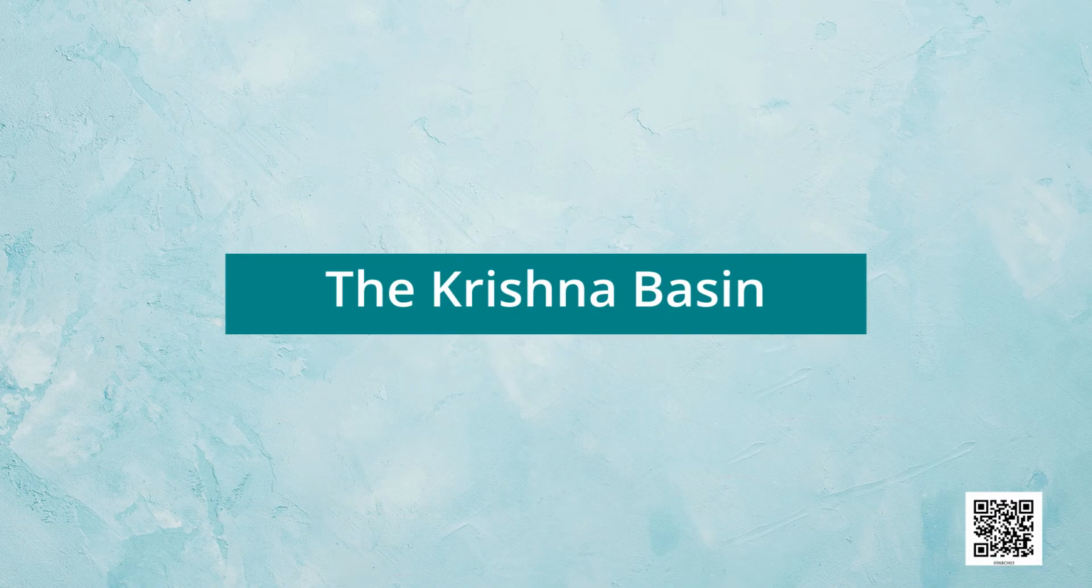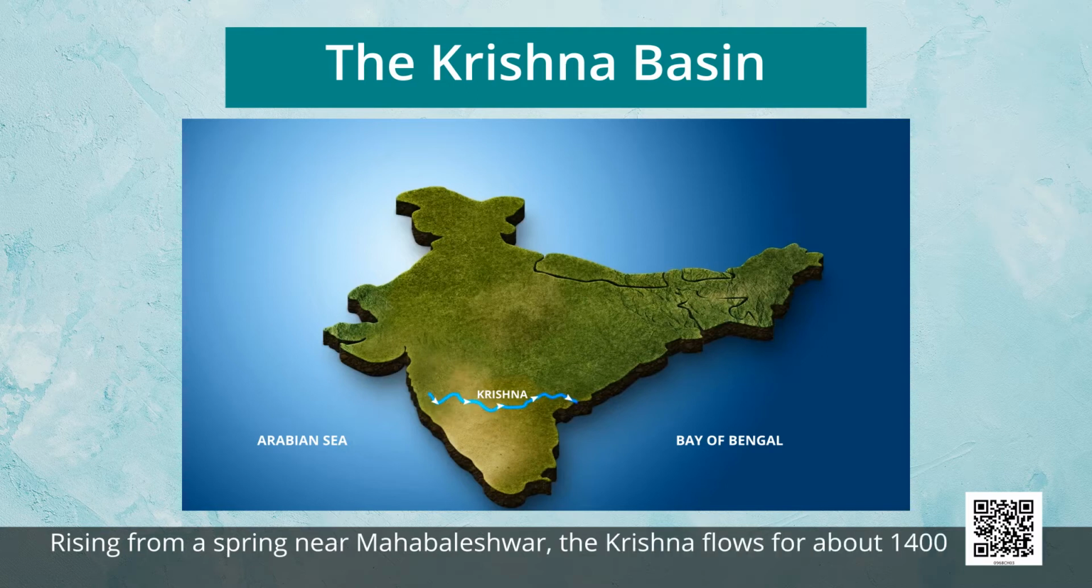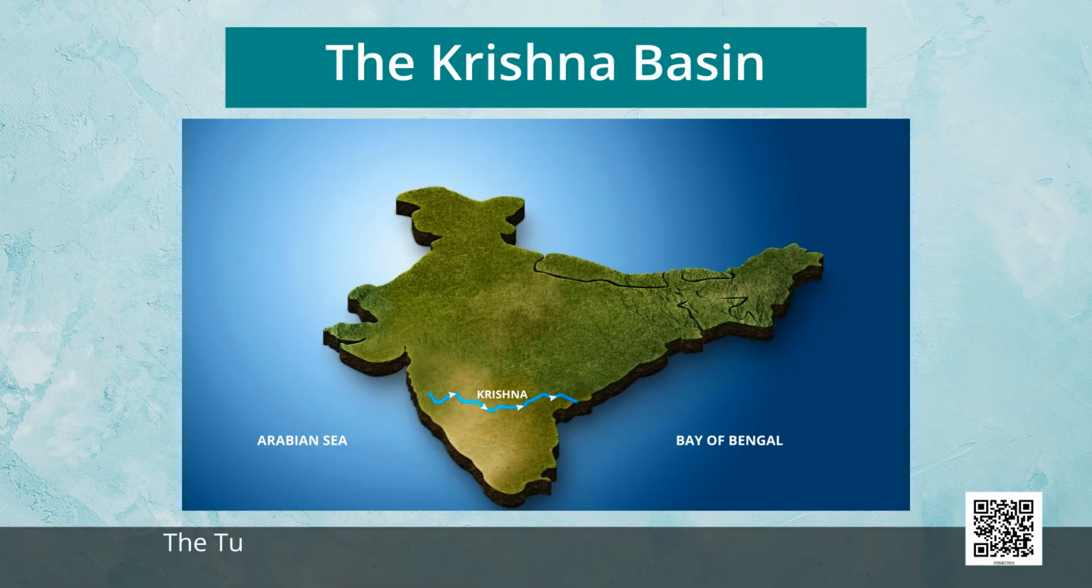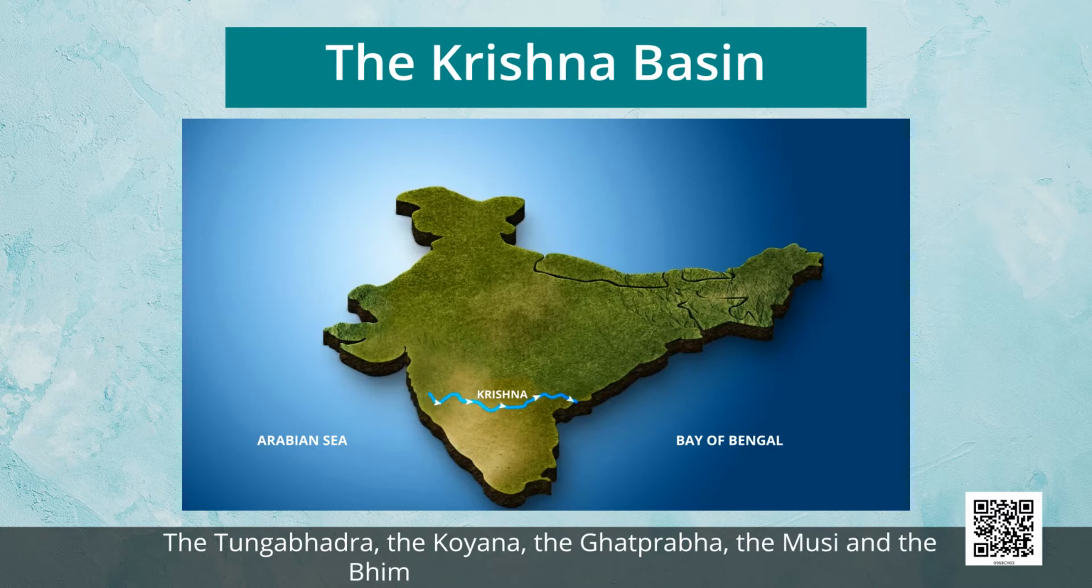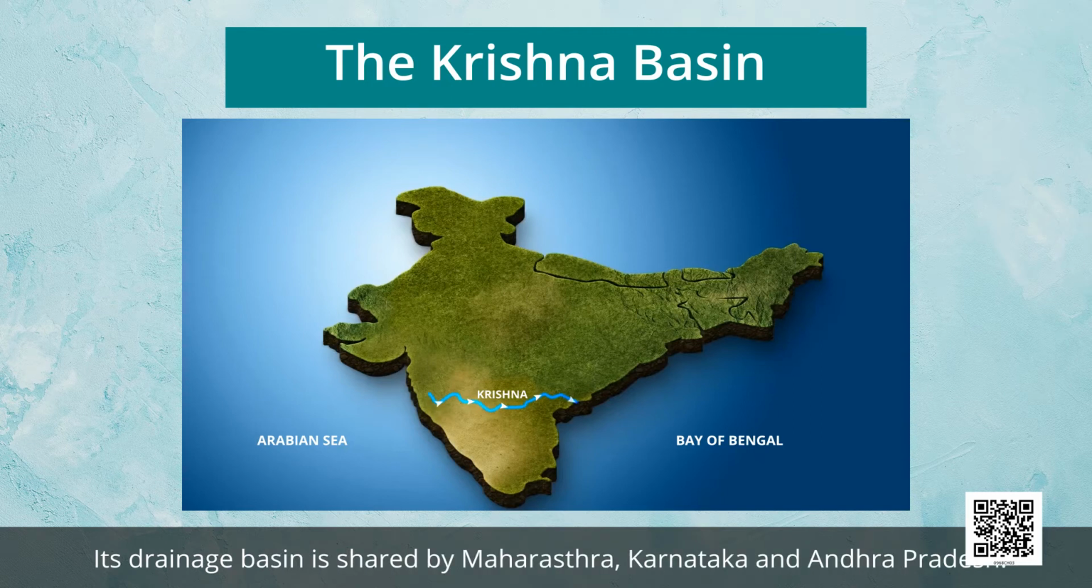From the Mahanadi, we talk about the Krishna Basin. Rising from a spring near Mahabaleshwar, the Krishna flows for about 1400 kilometers and reaches the Bay of Bengal. The Tungabhadra, the Koyna, Ghataprabha, Musi and Bhima are some of its tributaries. Its drainage basin is shared by Maharashtra, Karnataka and Andhra Pradesh.